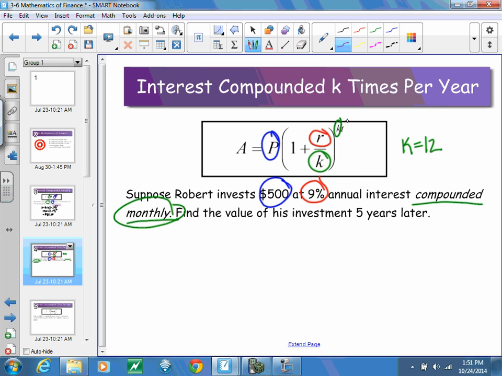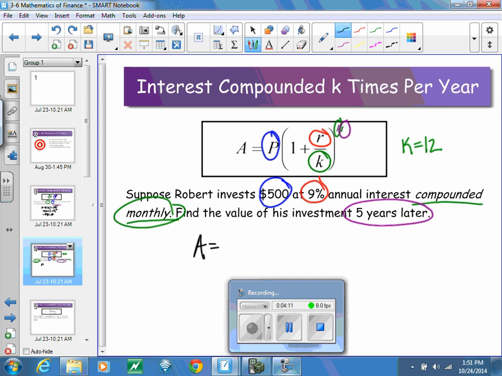And then finally, we have the T value here, which is the amount of time that the money is going to sit in the account for. So we're going to take, sorry, I have to pause this. I got to take this phone call.